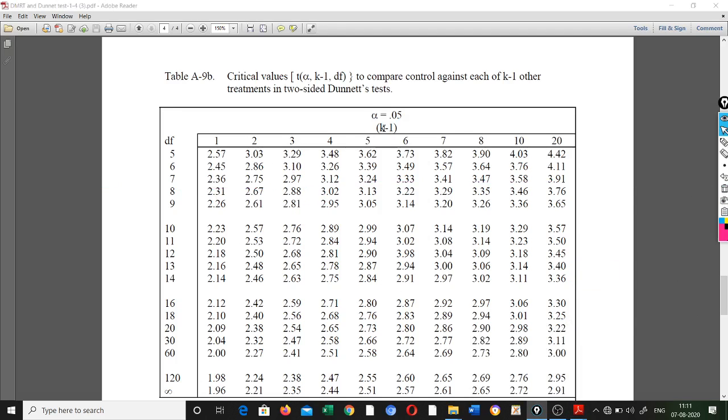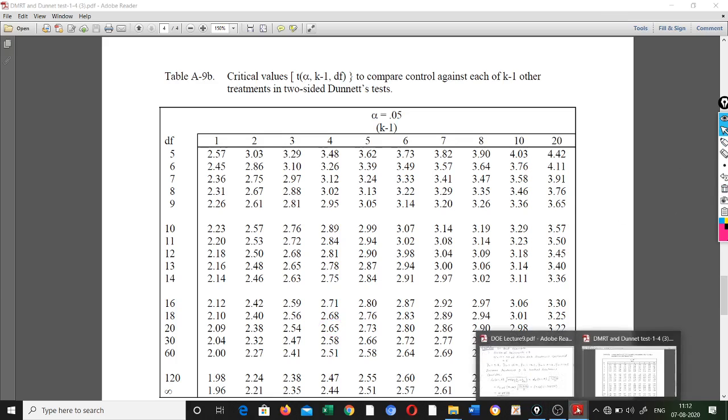Here the treatments are denoted by K. Our number of treatments is denoted by A. So A minus 1: we have alpha equal to 0.05 and here A minus 1 is 4, and error degrees of freedom are 20. So that's why this value is 2.65. This value is obtained from the table.